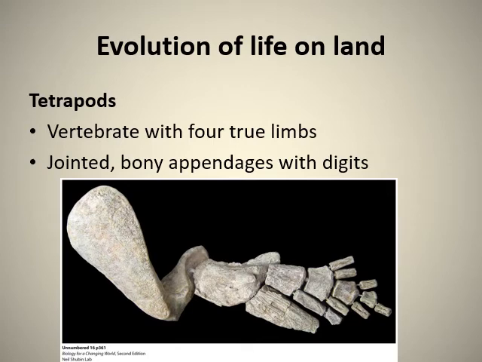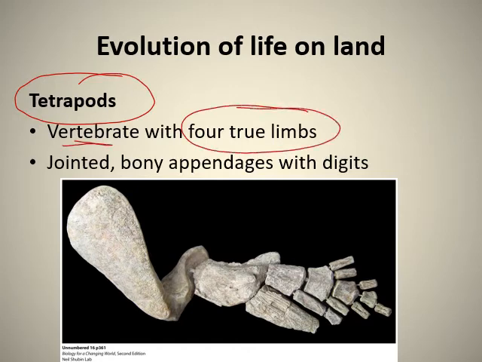So when we started evolving life on land, we started seeing these things in the fossil record that we refer to as tetrapods. Okay, so a tetrapod is a vertebrate, and it has 4 true limbs. So tetra meaning 4. Okay, important to remember. And basically these guys have jointed bony appendages with digits. So you can see their digits here, and they do have 4 of these true limbs.